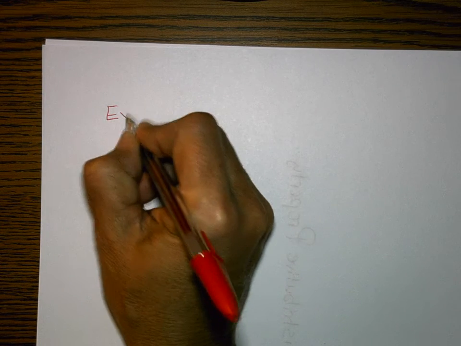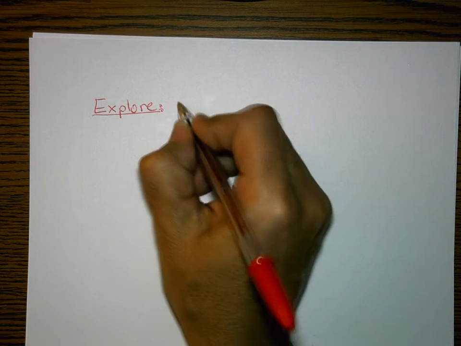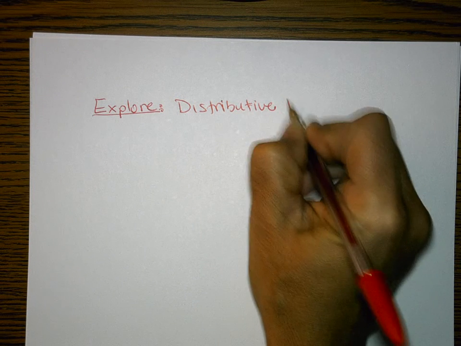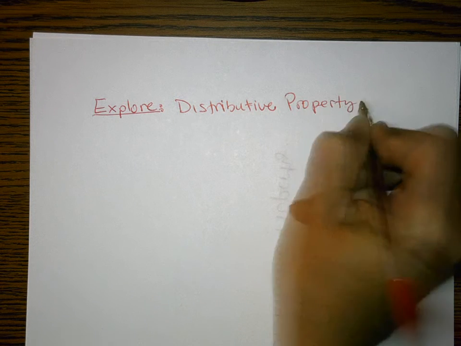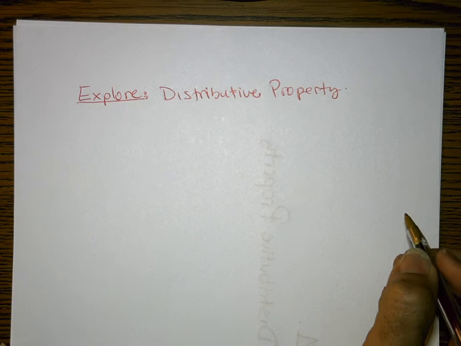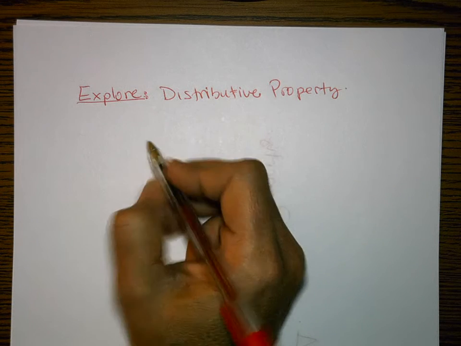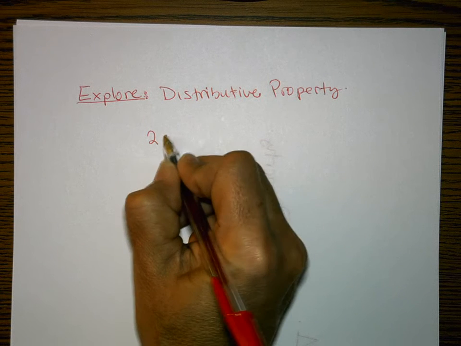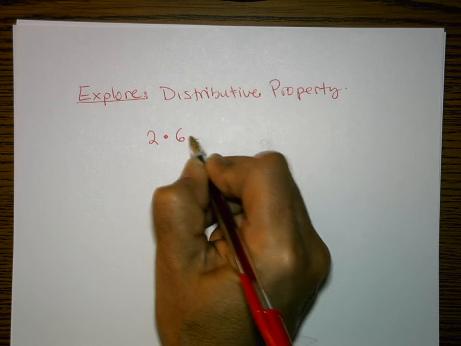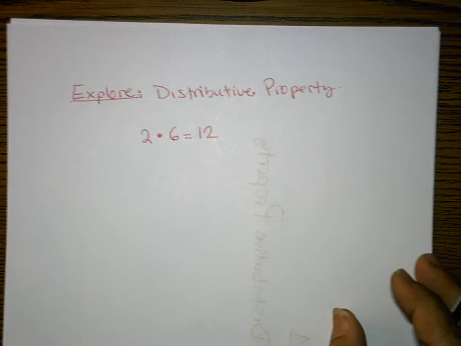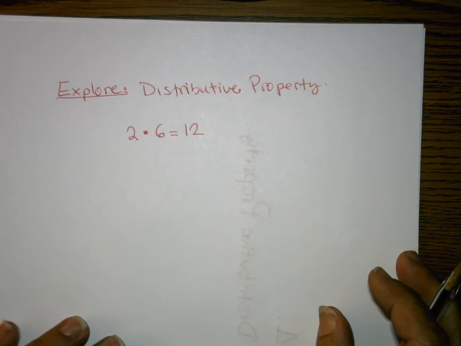First, let's just explore this idea of the distributive property, okay? Let's start with something very simple. If I was multiplying 2 times 6, we know that 2 times 6 equals 12, right? So that's a very simple concept. We know how to multiply two numbers.